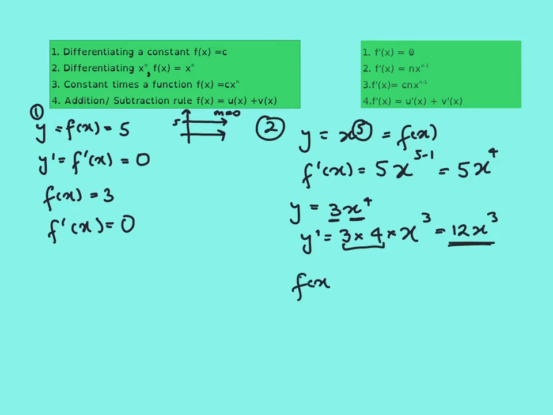Now one more example with this one here. f of x is equal to negative 7x to the power of 2. f dash of x is equal to, again we have a constant times a function.